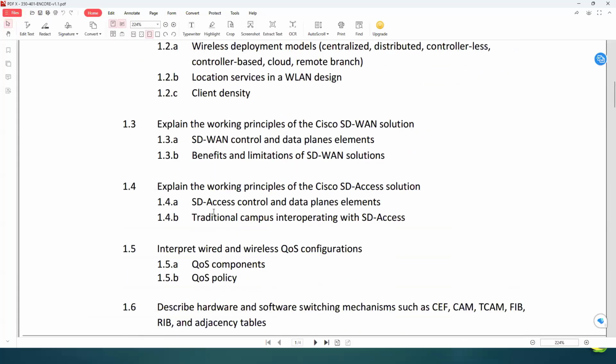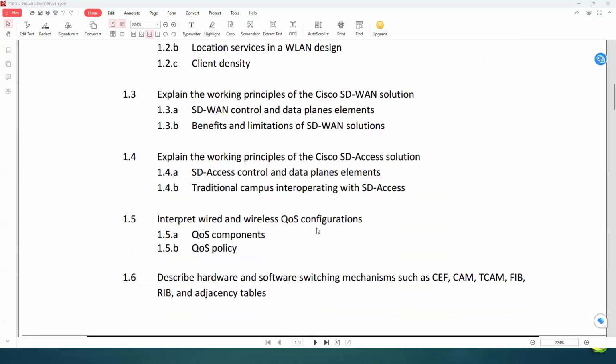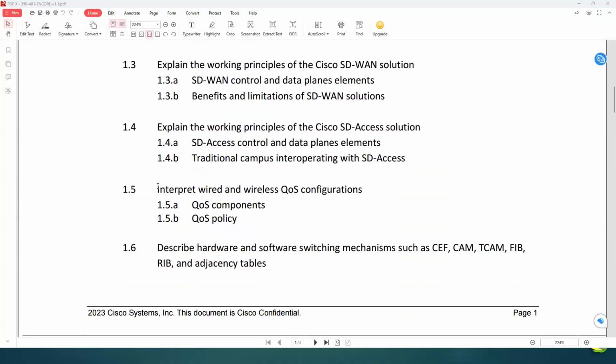But then again, there are some certain keywords that, for example, interpret wired and wireless QoS configurations. Now here also, it's a very interesting keyword, interpret. What does it mean? It means that they might not ask you any question to configure QoS, but there might be some questions where there will be QoS configuration and you have to interpret it, you have to understand and explain it, or use it to answer some certain questions, right?